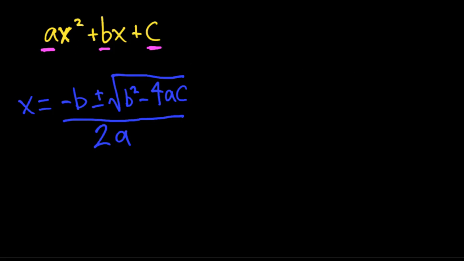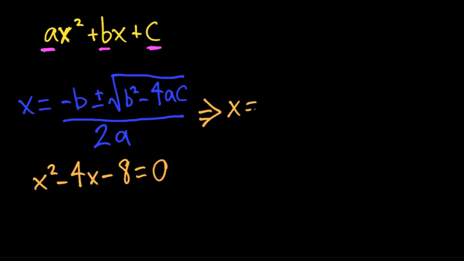Okay, so let's take an example. How would we solve the quadratic x squared minus 4x minus 8 is equal to 0? So we can just plug those values into the formula. We'll do x is equal to minus b, and you can always write down what a, b, and c is. So in this case, a is 1, b is minus 4, and c is minus 8.